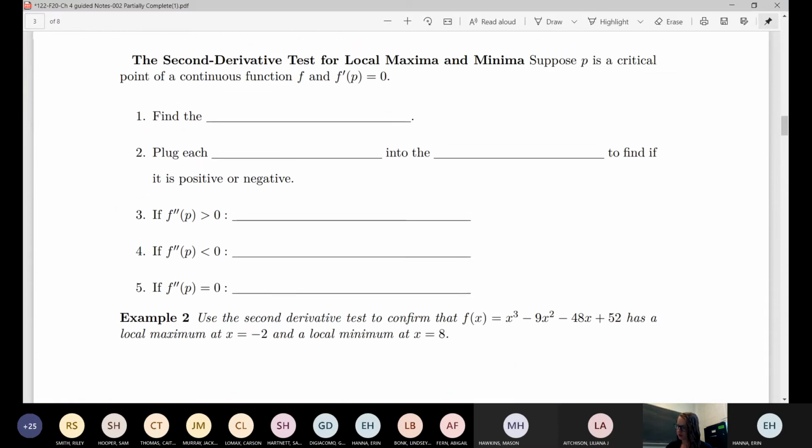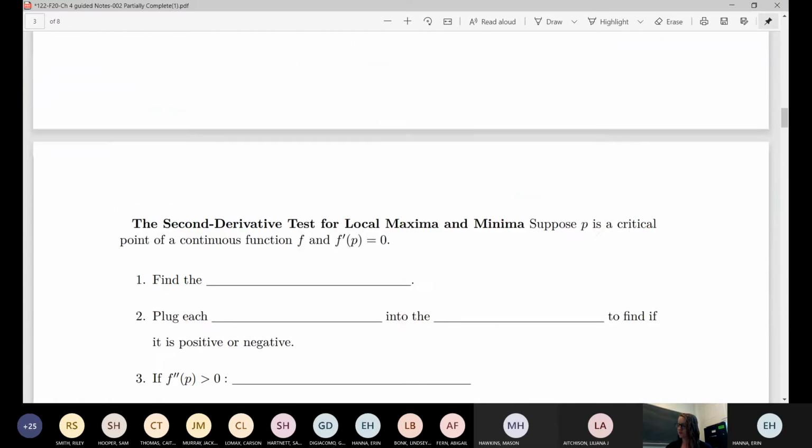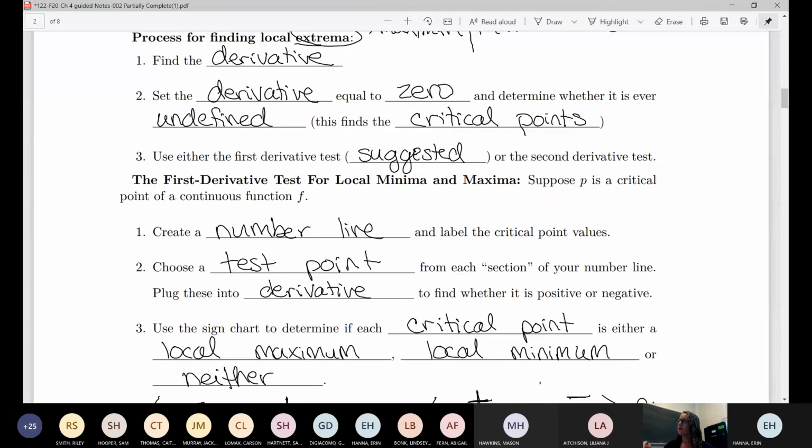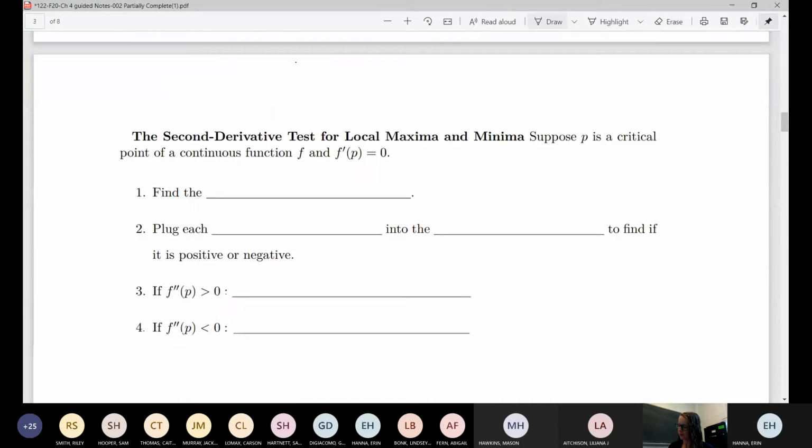All right, so let's go back up here and talk about the second derivative test. Remember, breaking this up over multiple days, when we were talking about the process for local extrema, the third step is to choose which test you want to use. Most of the time we'll use the first derivative test, but there is something called the second derivative test that you can use also. So let's see how that would work.